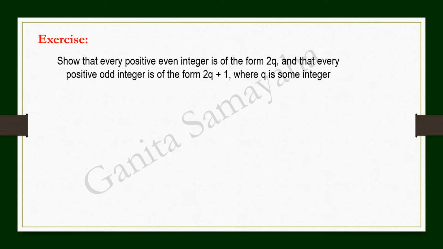Here we have got a positive integer. We have to show that any positive even integer... We are studying Euclid's lemma about positive integers. Okay. So if it is an even integer, it is of the form 2q, and all positive odd integers will be of the form 2q plus 1. This is what we have to establish, children. We are asked to show that every positive even integer is of the form 2q, and every positive odd integer is of the form 2q plus 1, where q is some integer. Okay. So let us proceed.